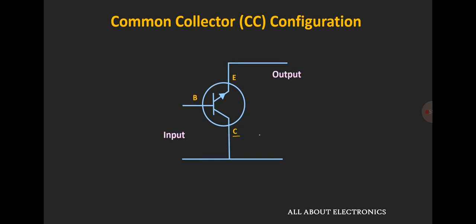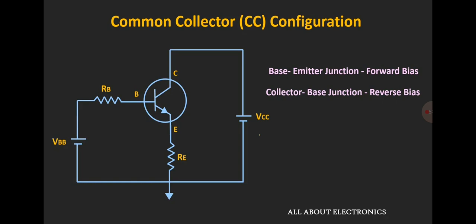Now here, when we say that the collector is common between the input and the output side, then actually we are referring to the AC signal. But for the DC biasing perspective, the circuit would look like this. And here, to use this BJT as an amplifier, it is biased in such a way that this base emitter junction gets forward biased and the collector base junction gets reverse biased. And in fact, in terms of the DC biasing perspective, it looks quite similar to the common emitter configuration. But here, this resistor is connected on this emitter side.